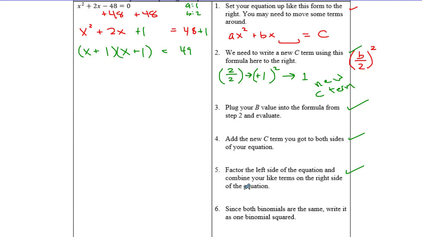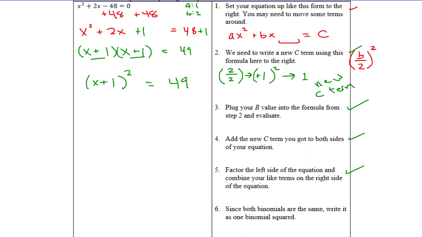Looking at number 6, it says since both binomials are the same, it wants you to write it as one binomial squared. Remember, if it's a perfect square binomial, this is the same as this. We can simply write it as x plus 1, and we can square it. And then we set this equal to 49.